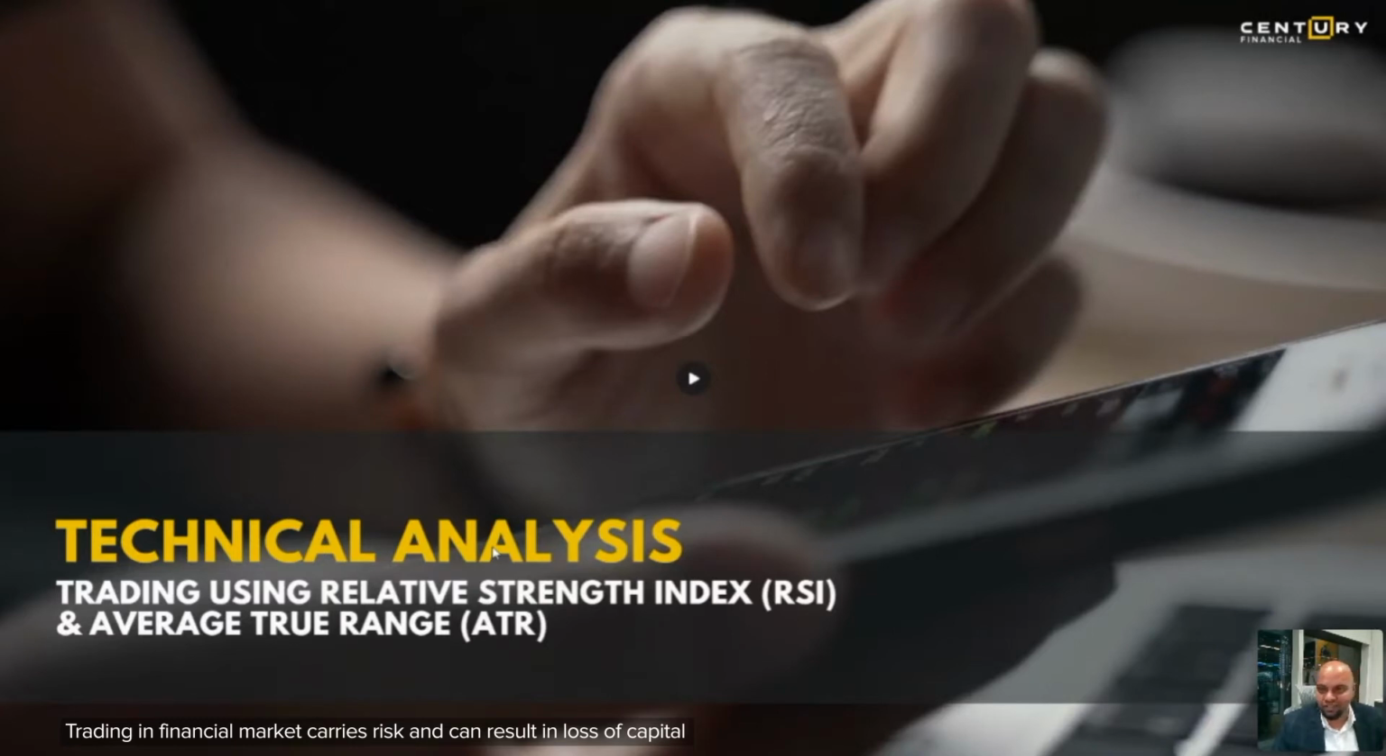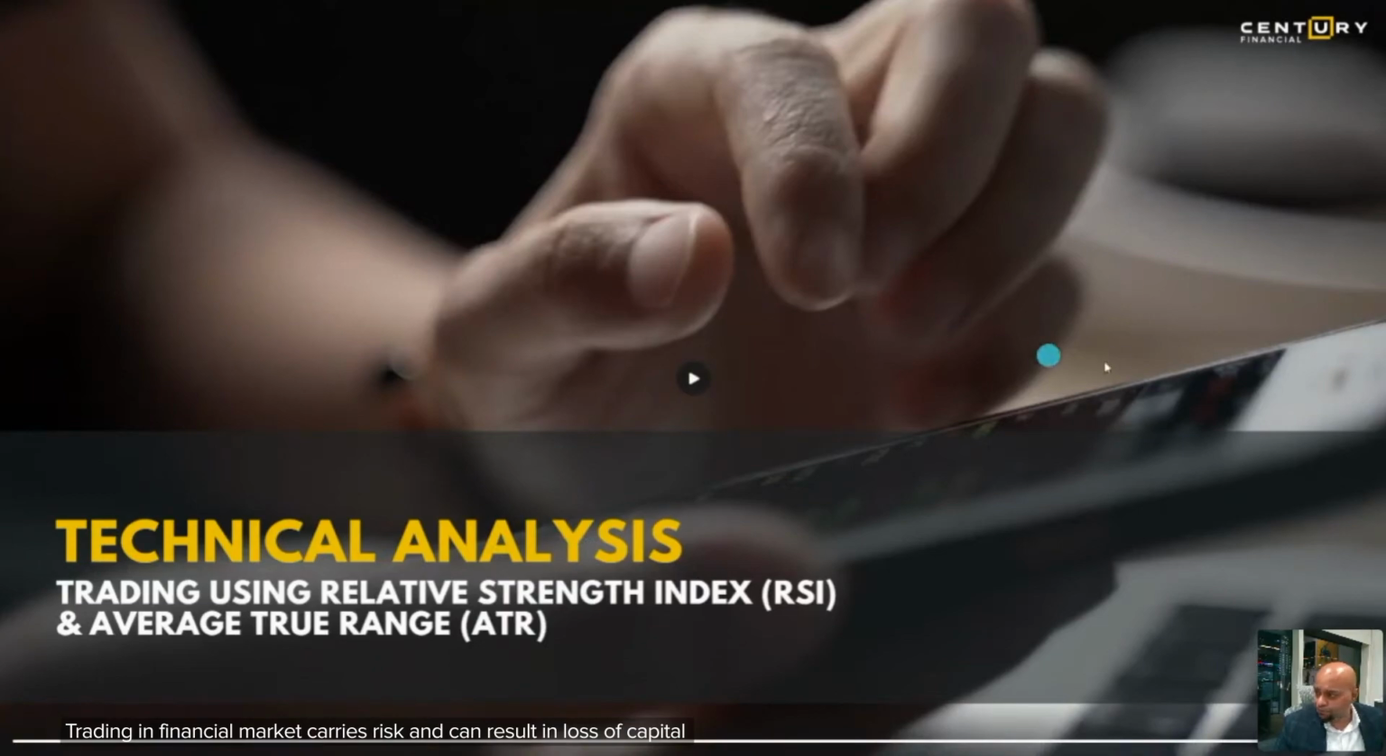Today, we'll be looking at technical analysis and two technical tools that will help you identify opportunities. At the same time, it will help you avoid and minimize your risk and increase your profitability on every decision that you're going to make. So let's dive right into it.